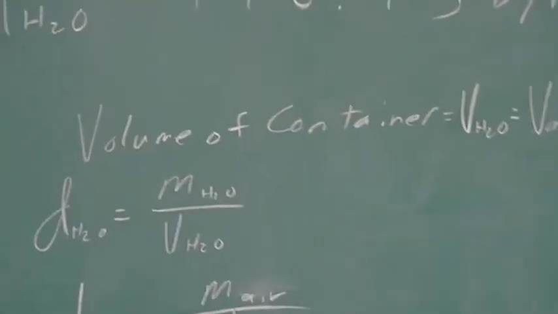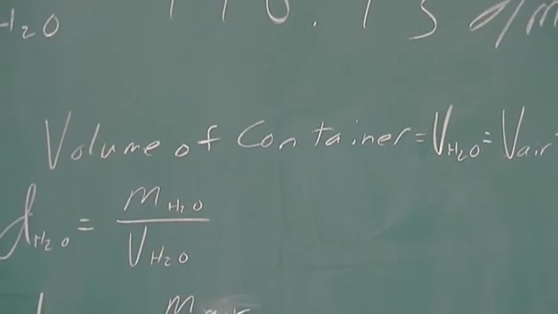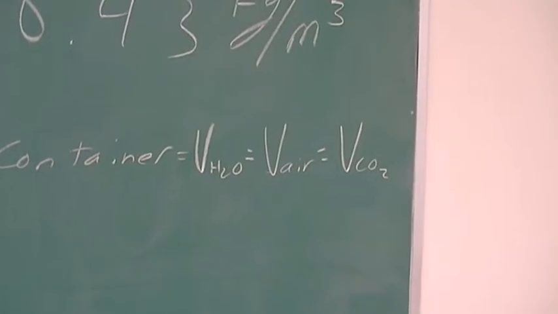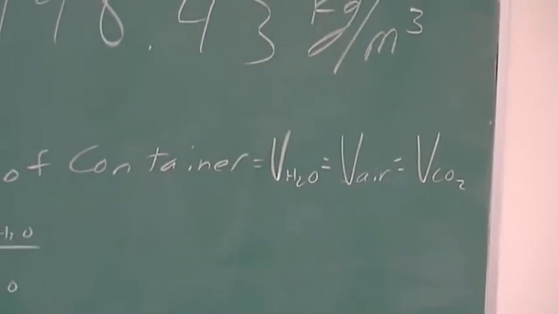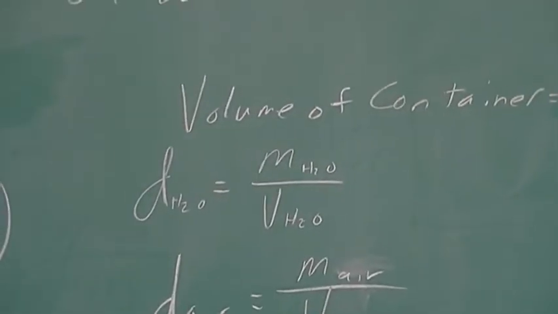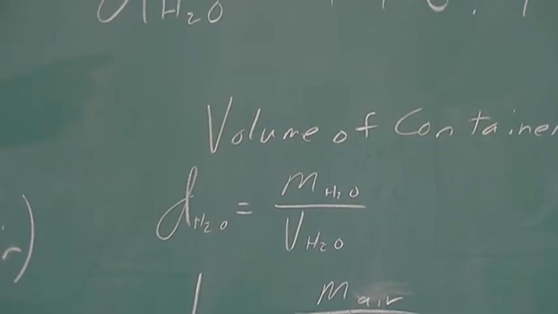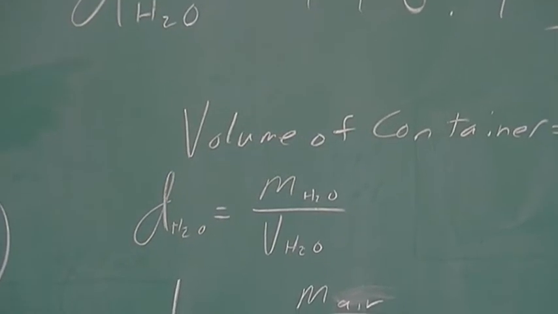So the volume of the container that we are going to collect our gases in is going to be your volume of water, your volume of air, and your volume of CO2. That is the volume that we are going to use. If we want to find our mass of water, we simply take our density of water and our volume of water, which is our volume of container, and we can solve for the mass of water.